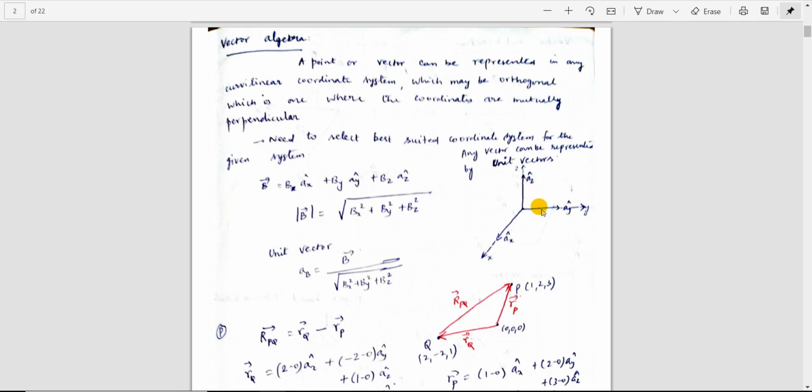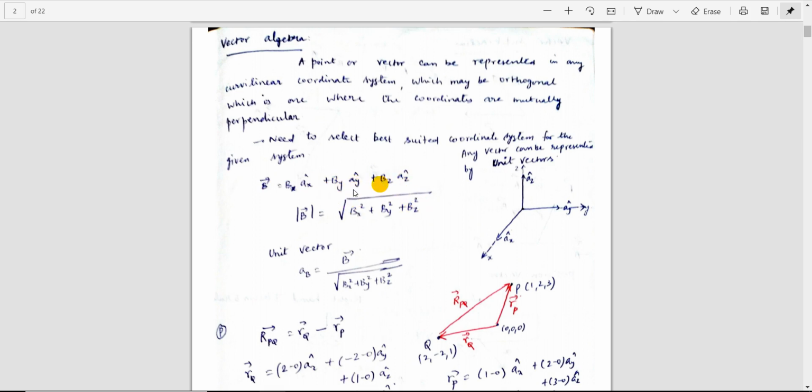As unit vectors, in the x direction ax cap, in the y direction ay cap, and in the z direction az cap. So these three vectors are mutually perpendicular to each other, so you can call them orthogonal systems. If they are orthogonal systems, then you can define a vector B as bx ax cap, by ay cap, bz az cap.